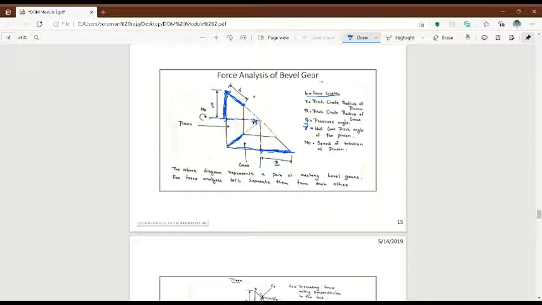In the previous semester, you studied the speed. Suppose the pinion is rotating at some speed, at what speed will the gear be rotating? But in this class we are going to see the forces acting on the gear and the pinion. So let us see what forces act on the pinion.